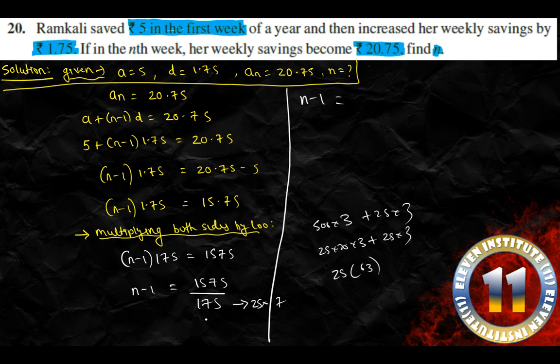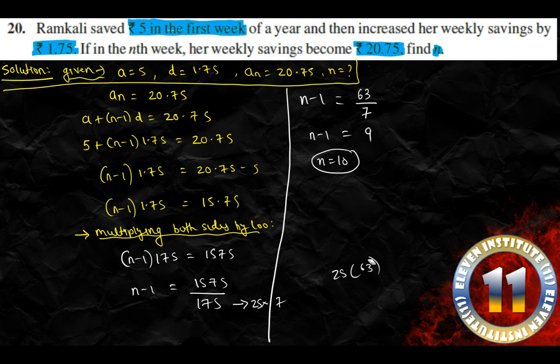That here 25 sevens are and here 25 sixty-threes are. I hope that is clear to you. So what we get as the answer over here is, instead of 1575 we can write 63, and here instead of 175 we can write 7. Fine. 63 upon 7 we very well know that it is 9, and minus 1 will go to the other side. So we get n is equal to 10. So this is clearly our answer. That in the 10th week her savings will become 20.75 rupees.